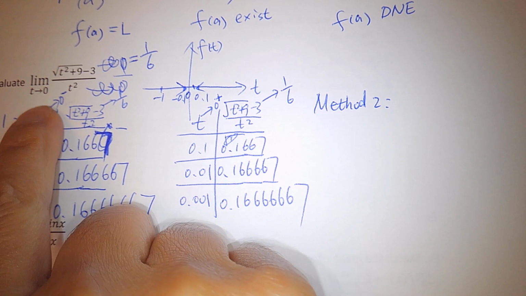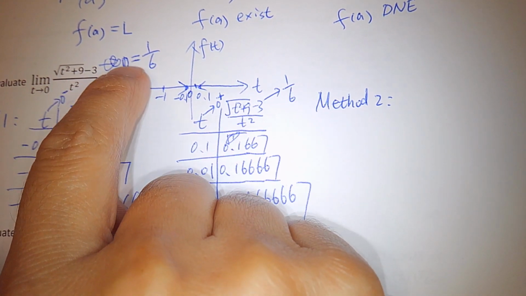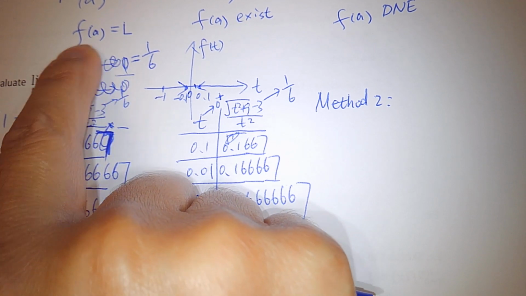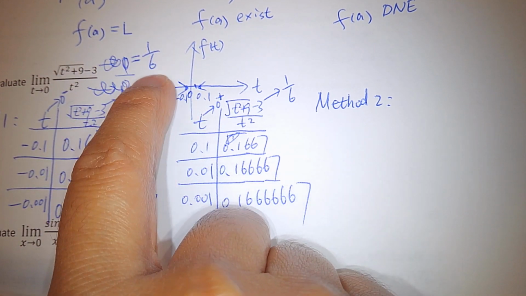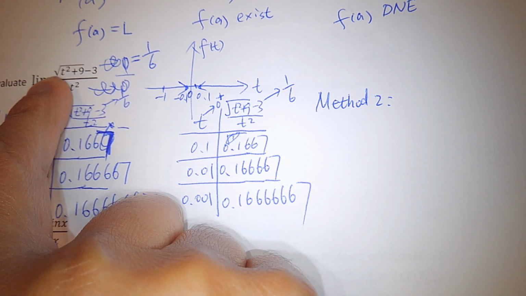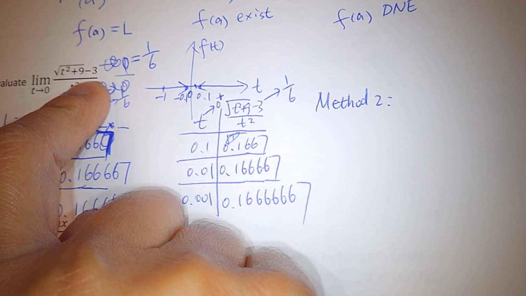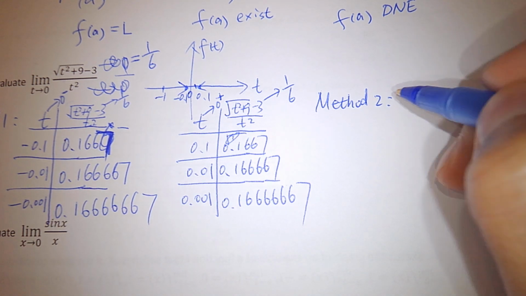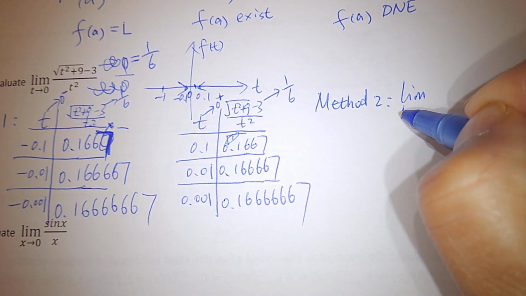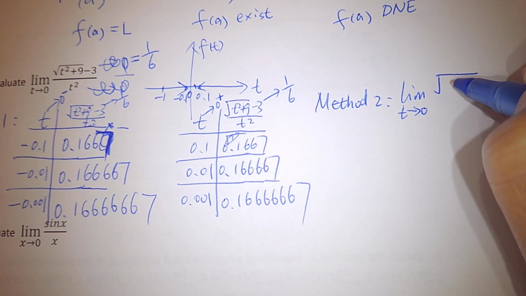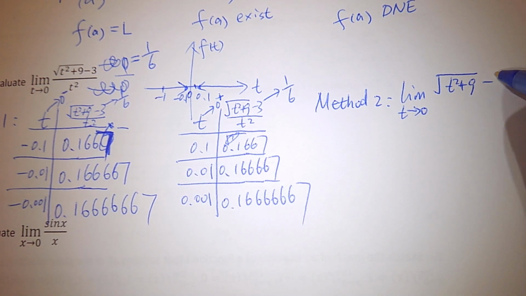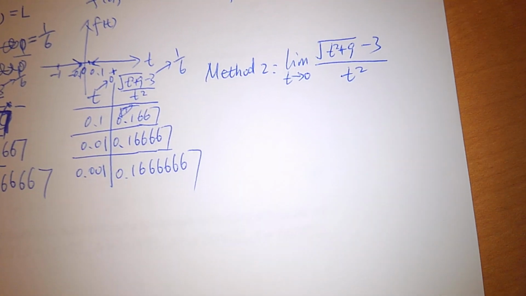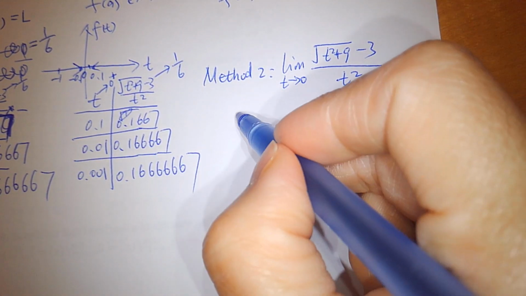We want to compute this limit. Just now we got 0 over 0 when t approaches 0, but we know that the result we got is 1/6. How can we use a more specific algebraic way to get the limit? So here is method 2. We copy the question: limit as t goes to 0 of the square root of t squared plus 9 minus 3, over t squared. Let's see how we can do it directly without approximation.